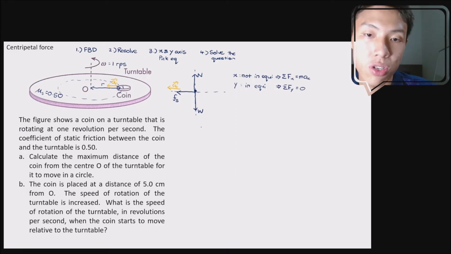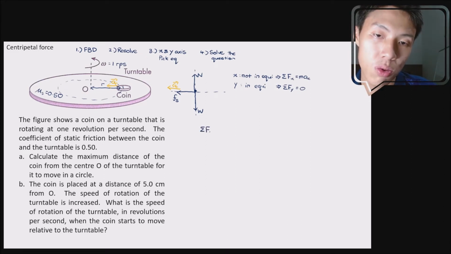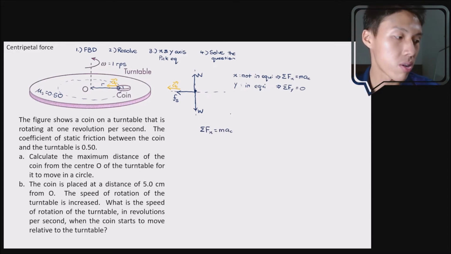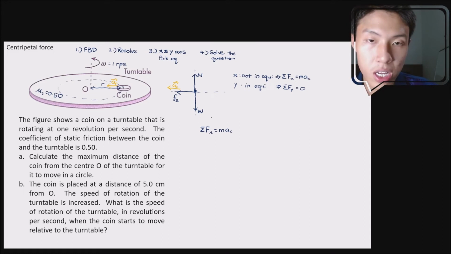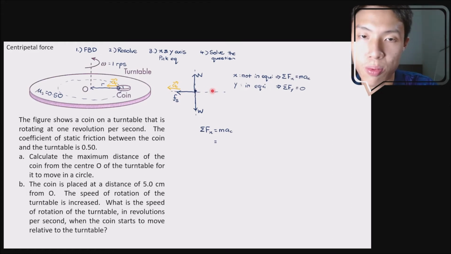So let's do sum of Fx equals m times centripetal acceleration. The only force that is in the direction of acceleration will be the static friction, and there are no forces pointing opposite the direction of acceleration. So the only force we have is Fs. This Fs, we can open it up. Let's look at the situation.